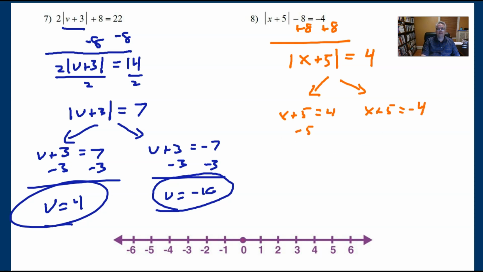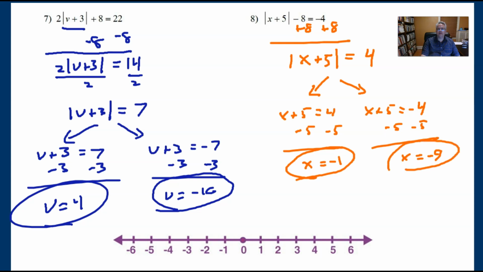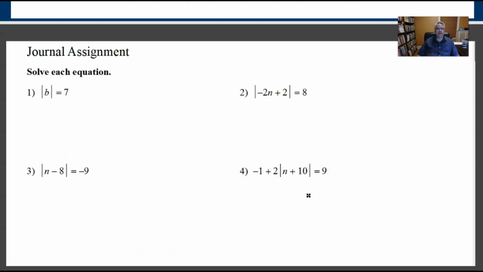Okay, subtract 5. We get x equals negative 1. That's one solution. And over here, if we subtract 5, we get x equals negative 9. That's our second solution. So two solutions. Either x is negative 1 or x is negative 9. All right, that was real quick, but that's what you need to know for solving absolute value equations.